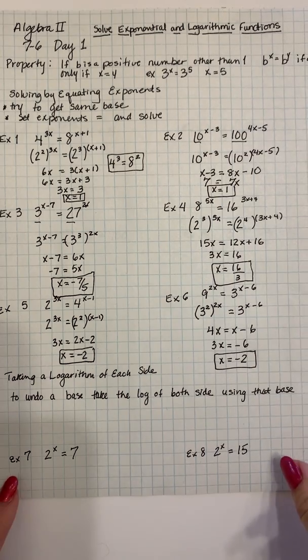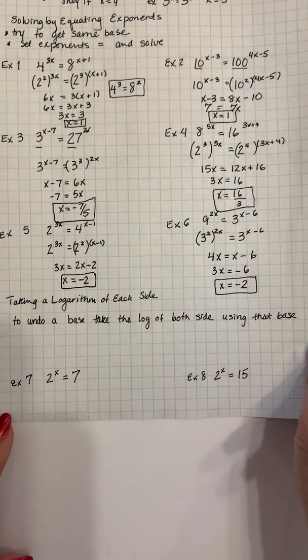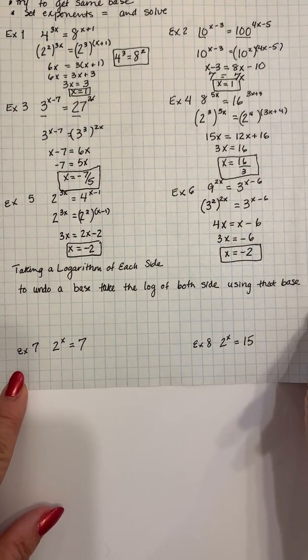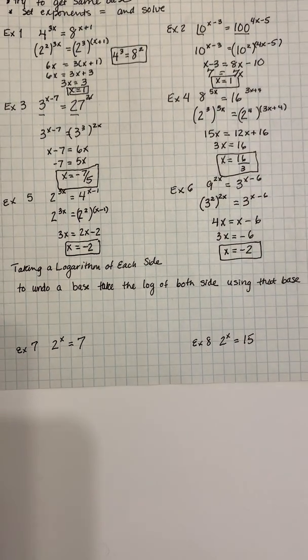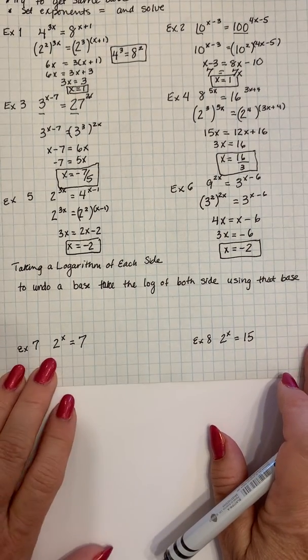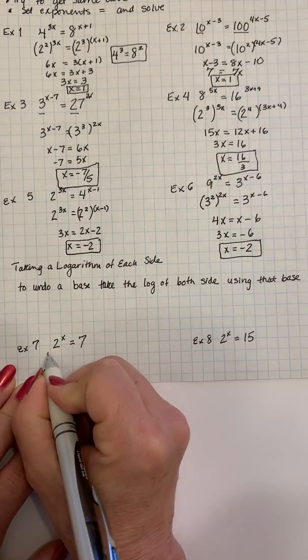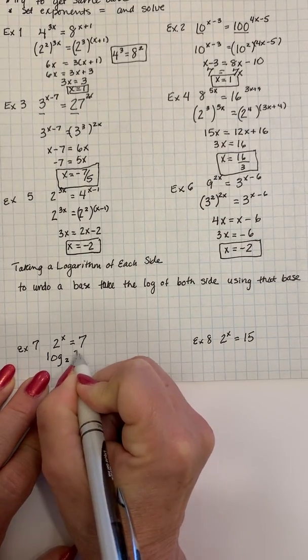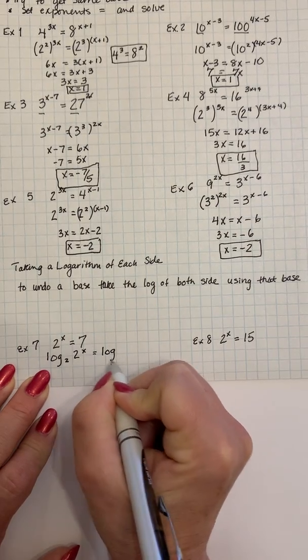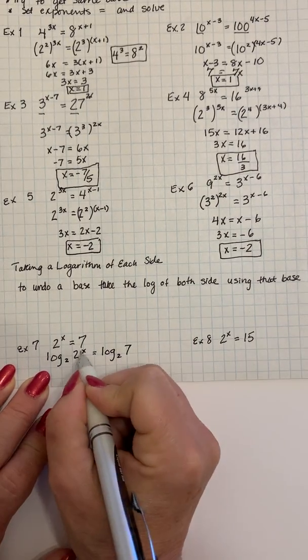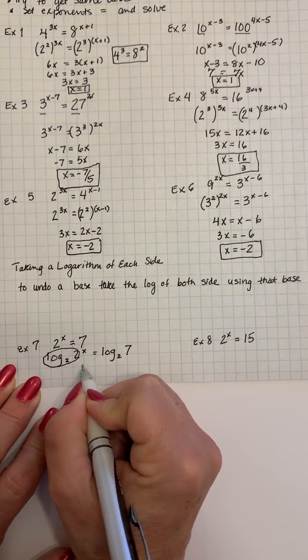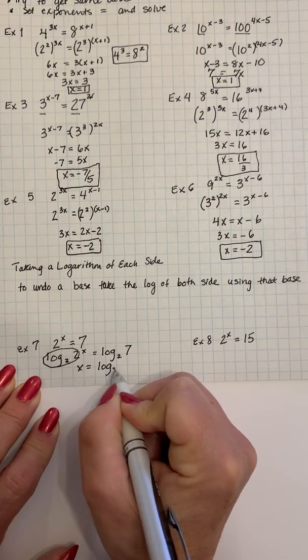Now we're going to do another type of problem where it's not nice and easy to look at this. So when we're going to be taking a logarithm of each side to undo the base, we take the log of both sides using that base. We want to find out 2 raised to what power is 7. How do we undo 2 as a base? Well, we take log base 2 of 2 to the x equals log base 2 of 7. Now recall, these will undo each other, leaving us with just x is equal to log base 2 of 7.